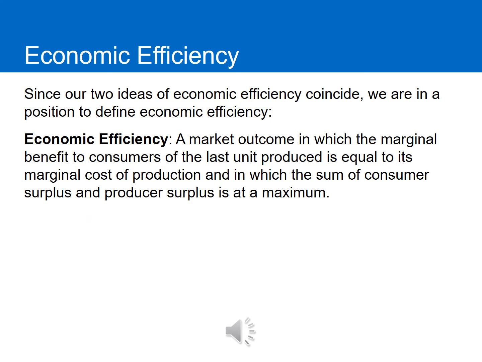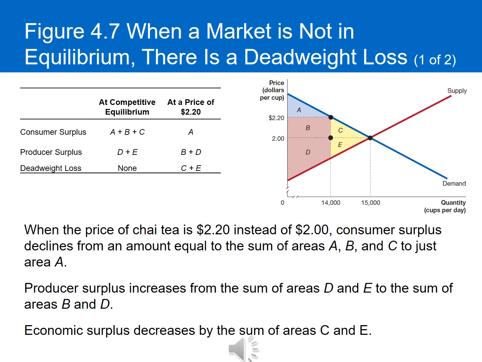Since our two ideas of economic efficiency coincide and end up giving us the same result, we are now able to better define economic efficiency. So economic efficiency is a market outcome in which the marginal benefit to consumers of the last unit of a good produced is equal to its marginal cost of production, and in which the sum of producer surplus and consumer surplus is at a maximum. So the economy is at its best point, at its most efficient, when it is in equilibrium.